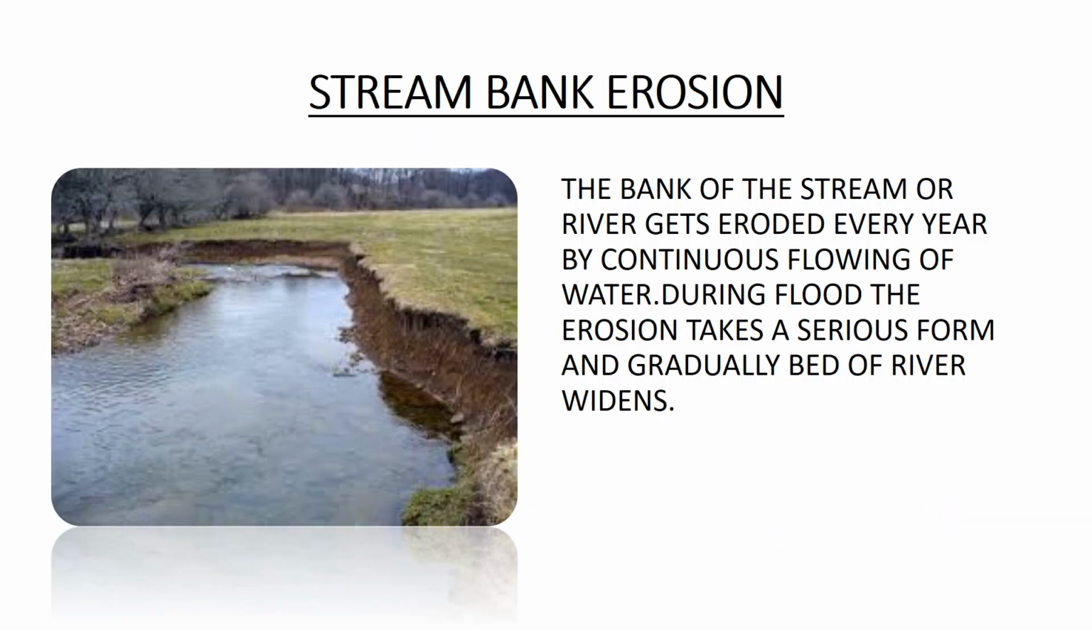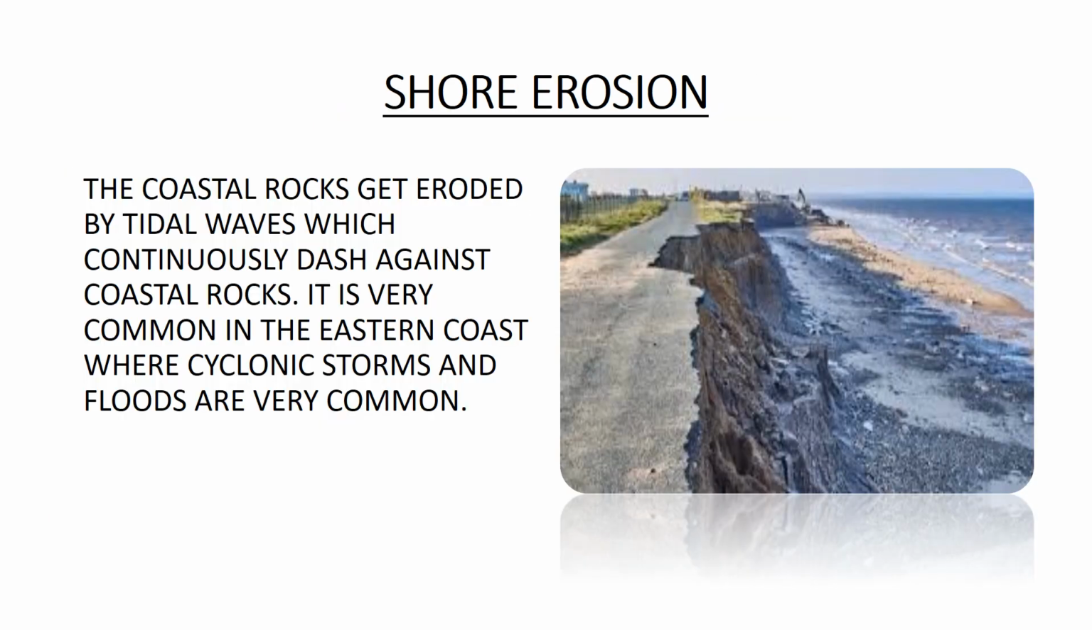Next is stream bank erosion. The bank of the stream or river gets eroded every year by continuous flowing of water. During flood, the erosion takes a serious form and gradually the bed of the river widens.